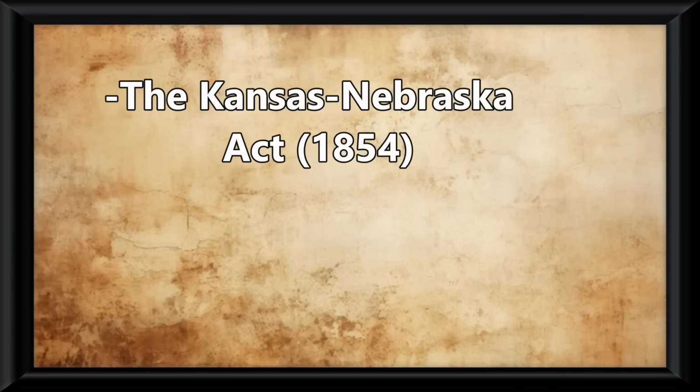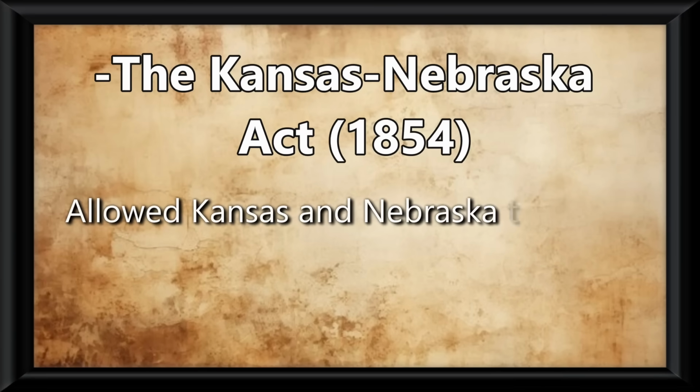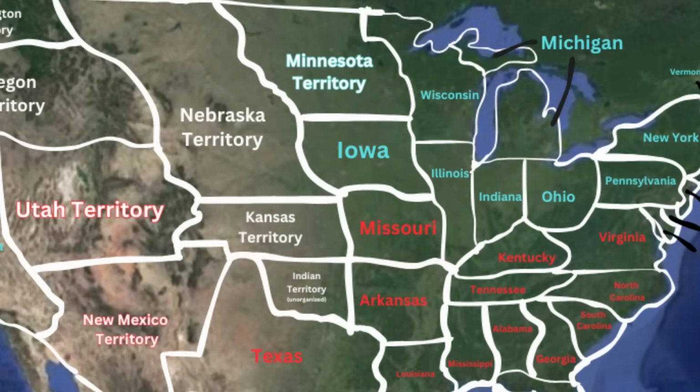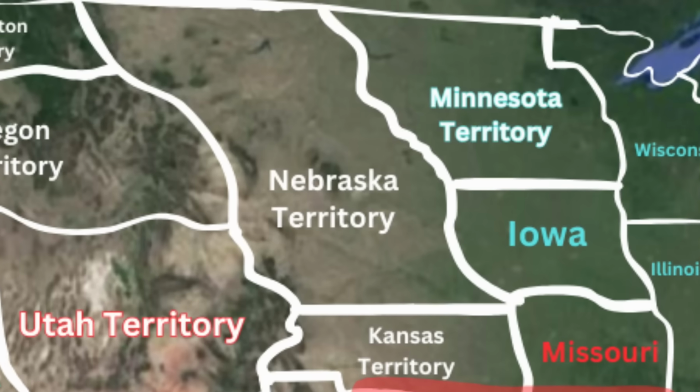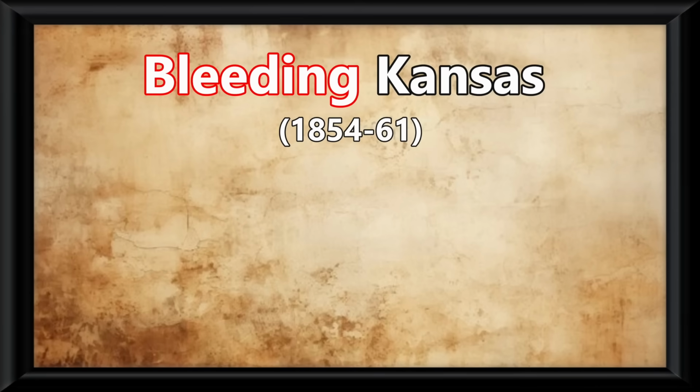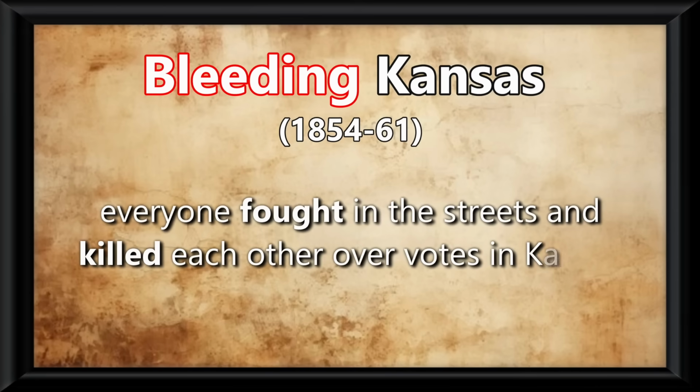The Kansas-Nebraska Act got passed, which allowed those states to freely vote on whether they wanted to allow slavery or not. And the funny part, that whole Missouri Compromise line from earlier, it didn't matter anymore, because Nebraska was well above that line. But what you should know about this act is it caused thousands to pour into these states to vote for their own side, which led to what is called Bleeding Kansas, where everyone fought in the streets and killed each other over votes in Kansas.